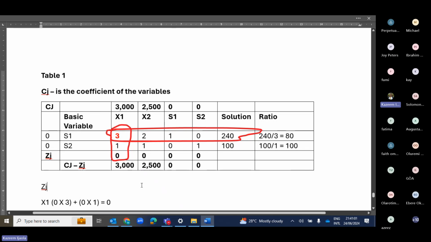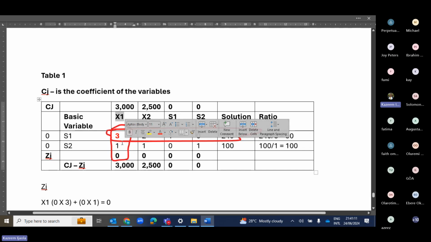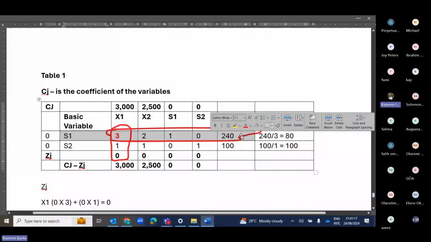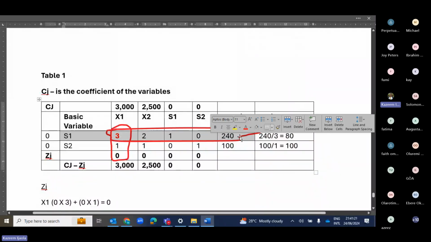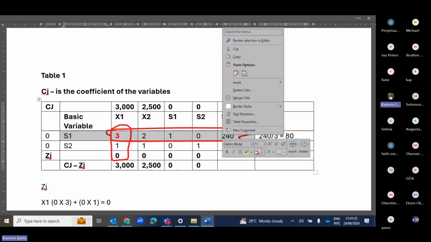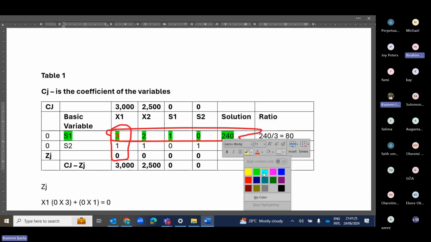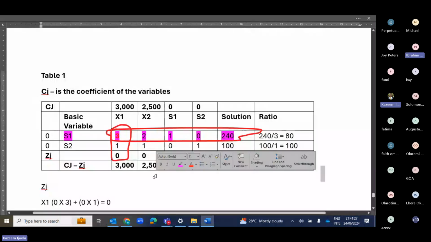Now, so we are done. We can now move on to table 2. If you look at this table very well, the implication is that X1 must come in the next table. So what am I going to eliminate for X1? I will eliminate this S1 for it, because this X1 that I just, let me color it for you, this X1 you see here produces a lesser contribution for me. So I must eliminate this S1.